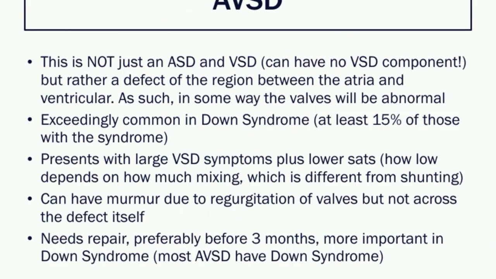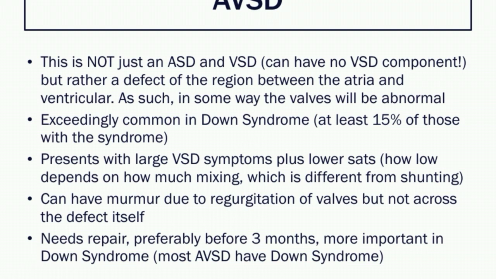So an AVSD is counted as a mixing lesion, but it's not just an ASD and a VSD, because you can have it with no VSD, and you do always have a defect of the area between the atrial and the ventricular septum, so the valve area. So the valves will always be somewhat abnormal.